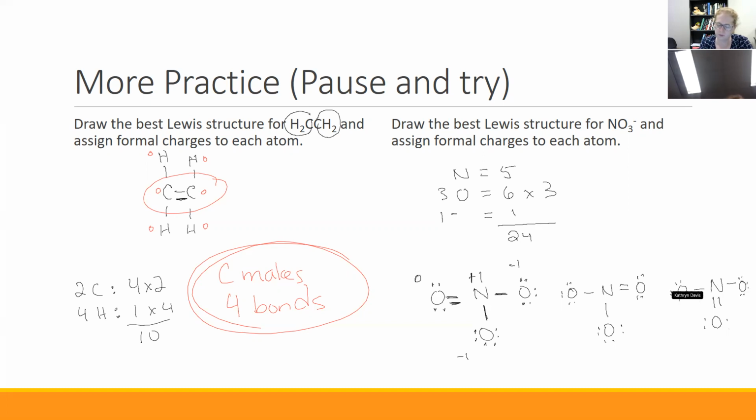Right, all of those, and I should be a good girl about this and put all of them in brackets and put my charge on them. All of those are valid Lewis structures. And so we're kind of in a quandary. Which one is the right one? And the answer is yes. I know that's unsatisfying, but check out my next video on resonance and we'll talk more about that later.